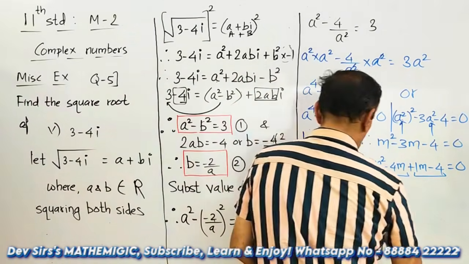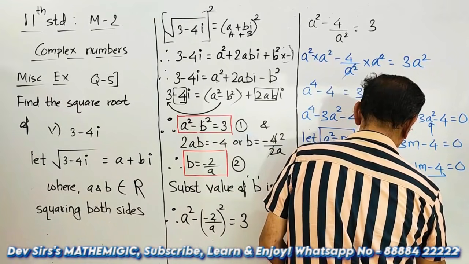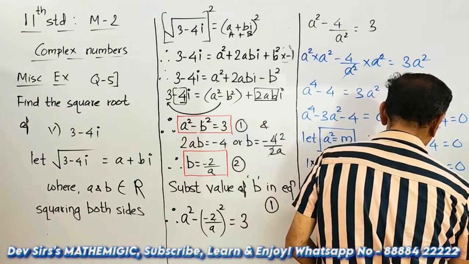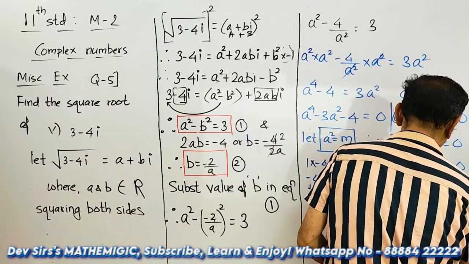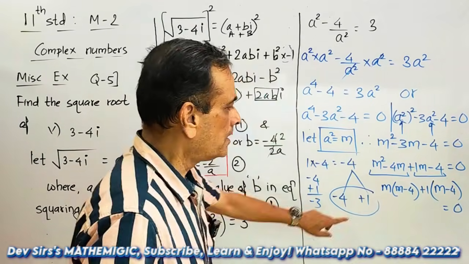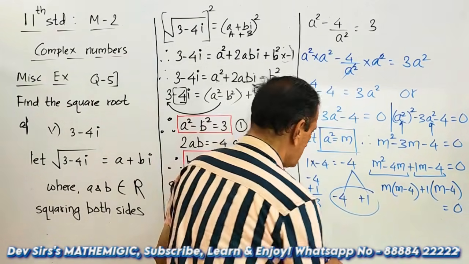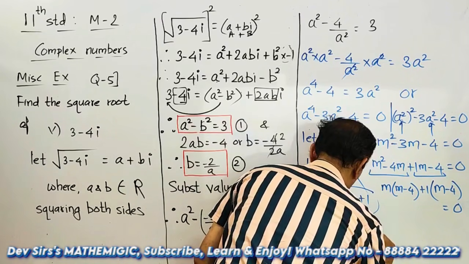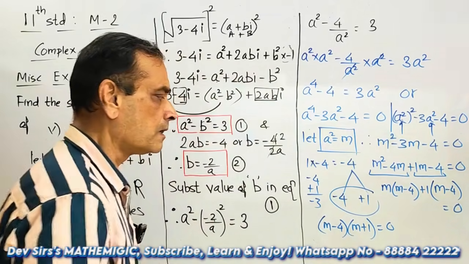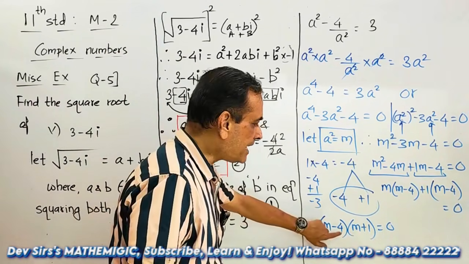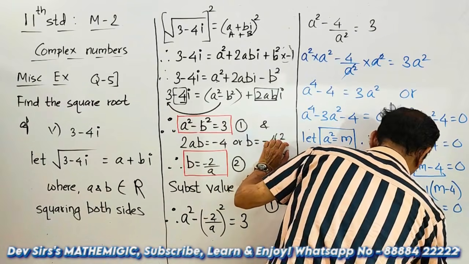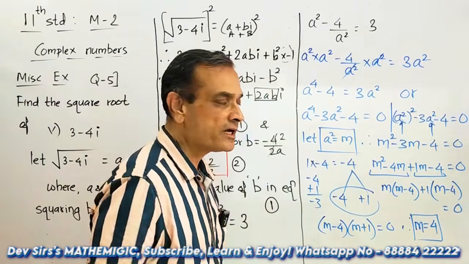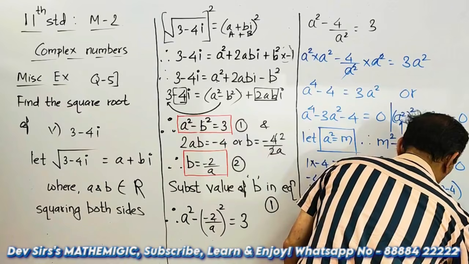Factorize. If nothing is common, 1 is common, repeat the bracket. So m minus 4 into m plus 1 equal to 0. Now you can do this orally. M minus 4 equal to 0 gives you m equal to 4. M plus 1 equal to 0 gives you m equal to minus 1.